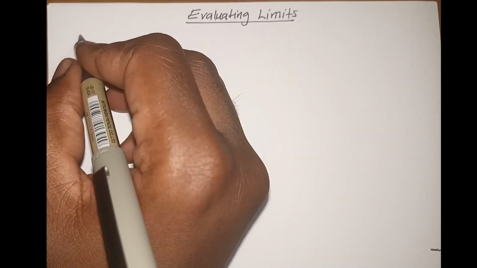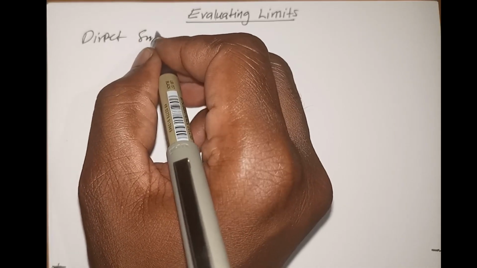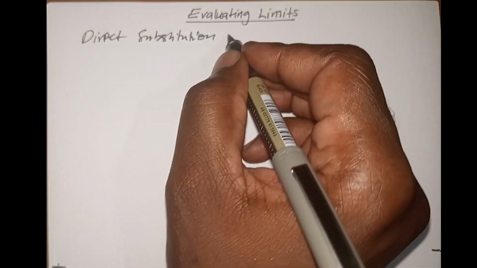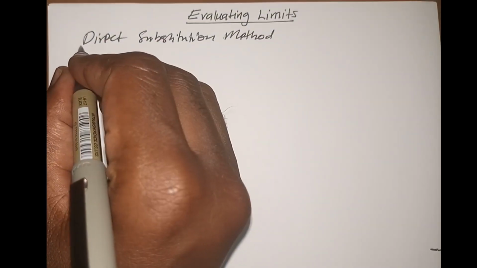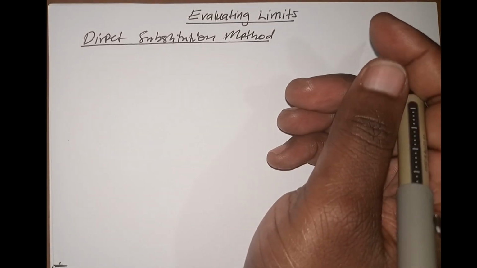Okay, let's evaluate some limits. Evaluating some limits, we're going to first go with the direct substitution method. Okay, this is going to be our first method, direct substitution.